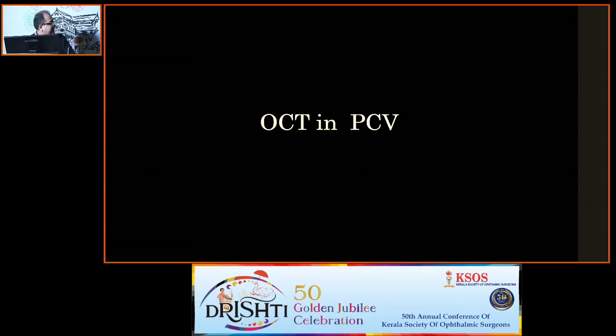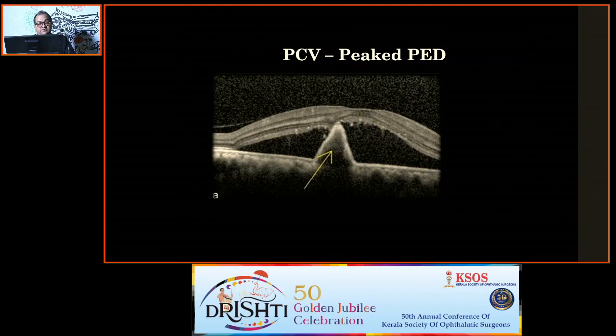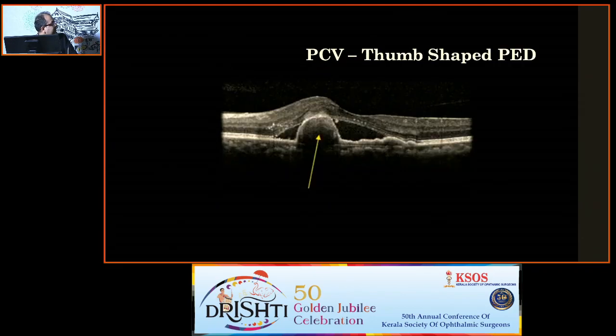In cases of PCV, usually ICG happens to be the investigation of choice, but there are certain markers and certain structures which can be seen on an OCT and can give you a clue as to what we are dealing with. Now, what has been labeled as the peaked PED by the sheer appearance of it, you can think about PCV. The other lesion being the thumb-shaped PED.